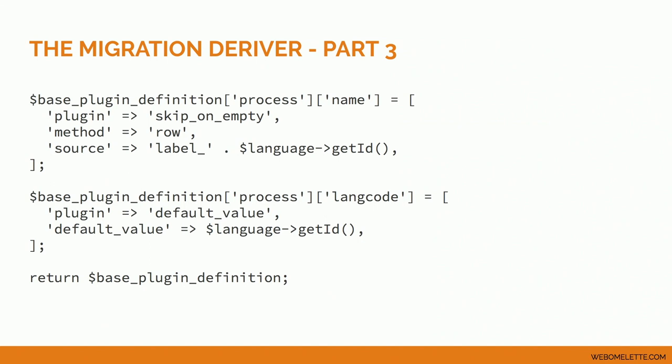And then another thing that we need to migrate, also dynamically, so you can see we only focus on the dynamic parts, is the language ID of the translation. So here again, we use the language ID, and we set that for all records of this migration, we put that language ID. We're using the default value plugin we've seen before. We just return this, and that's it.